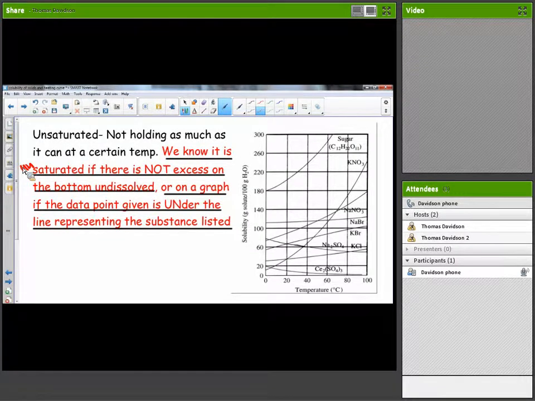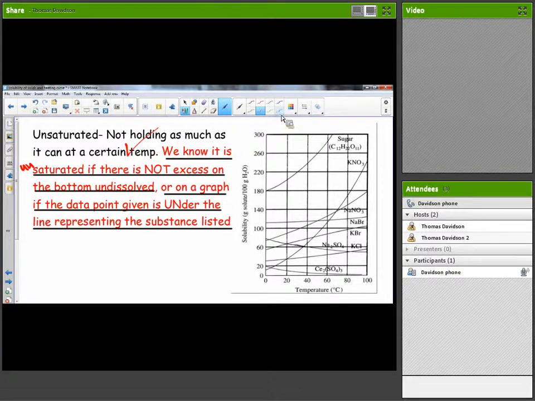All right. So we know it is unsaturated if there is not excess on the bottom undissolved. How do we know that for sure though? It will tell you. It will say like there is nothing besides the water. You'll see it on the next slide, well, in 2 slides. Okay, so check mark, that's your definition.